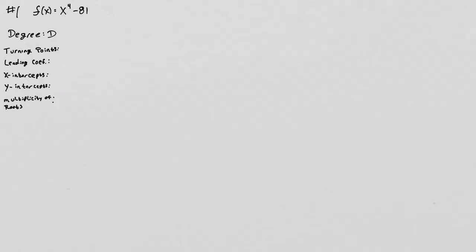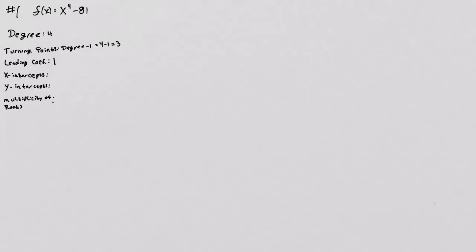My turning points is actually my degree minus 1. So that becomes 4 minus 1. So there's actually 3 turning points in this graph. It kind of seems a little weird, but that's just a rule. The leading coefficient is the number that is in front of the variable with the highest exponent. In this case, our highest exponent is 4. The number in front of my variable x is 1. So my leading coefficient is 1.